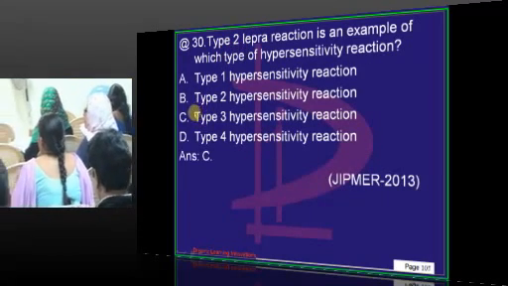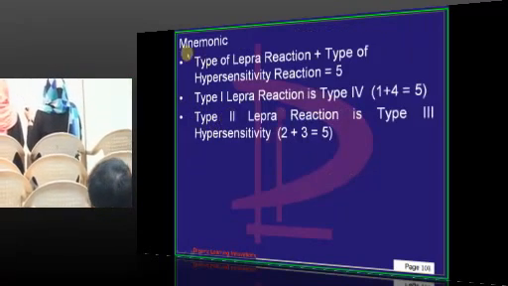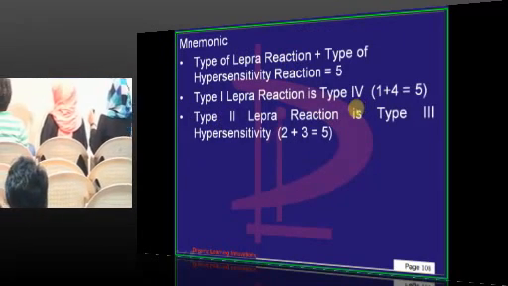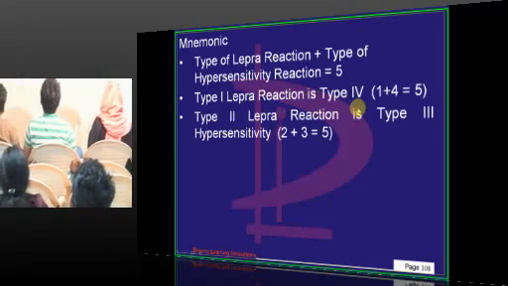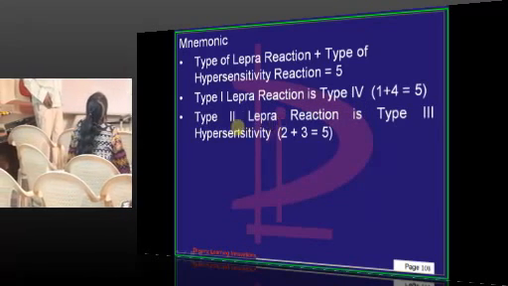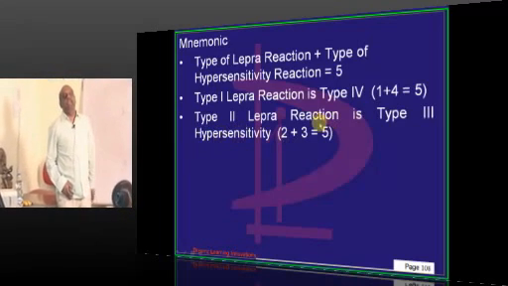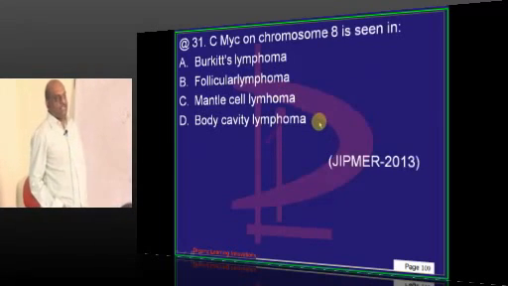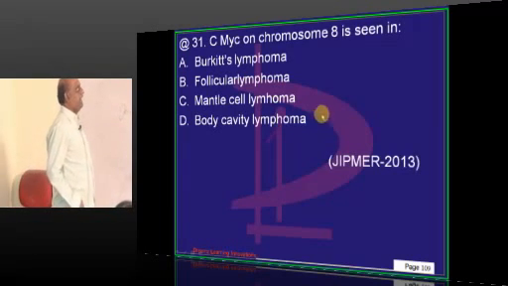What type of reaction is type 2 lepra? So you must know the relation: 1 plus 4 is equal to 5. Type 4 is type 4 hypersensitivity, type 2 is type 3 immune complex mediated hypersensitivity. कभी भी दोनों को मिलाए तो 5 निकलेगा.